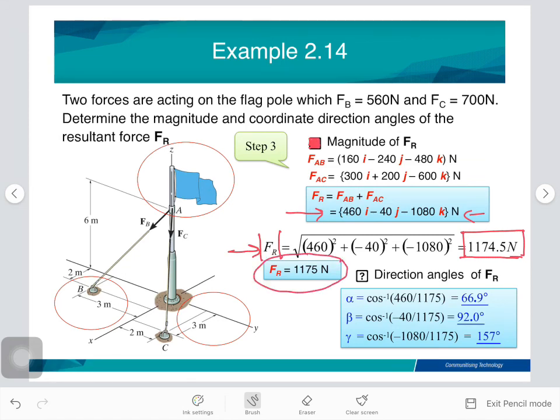Now after we get the magnitude for the force resultant, we can find the coordinate direction angles for the force resultant. You divide this component by the magnitude, this one by the magnitude, and this one by the magnitude, and then you can have alpha, beta, and gamma.